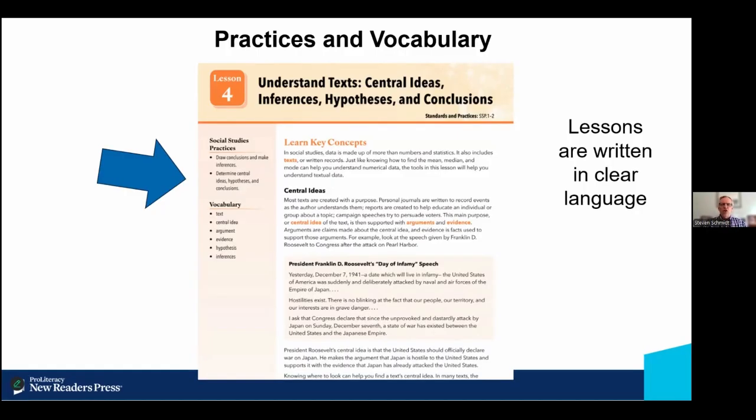These lessons are based on, this is a page from the social studies books. And the lessons are based on the social studies practices. These are habits of the mind that social studies learners should do, like drawing conclusions and making inferences, determining central ideas.